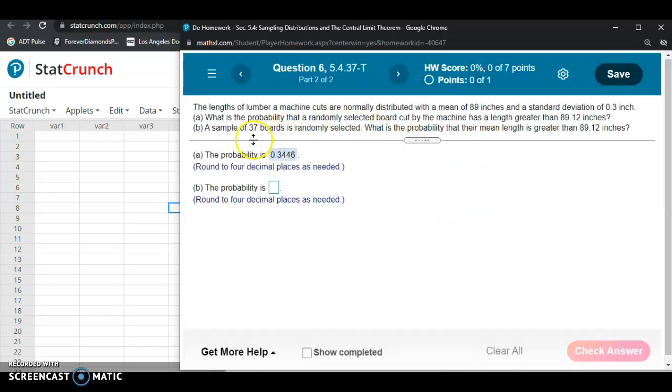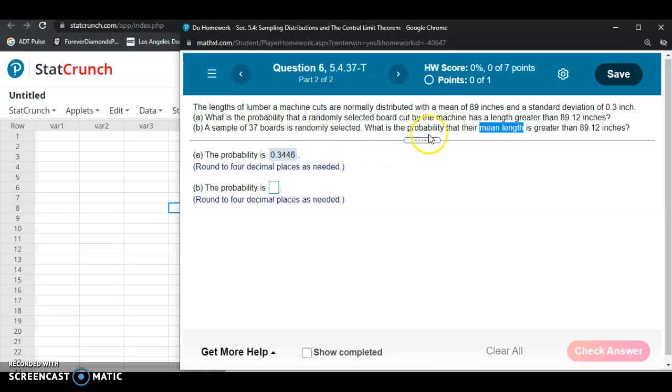So let's look at part B again. It says a sample of 37 boards is randomly selected. What is the probability that their mean length is greater than 89.12 inches? So notice that it's asking about the mean length of these 37 boards, rather than the mean length of a randomly selected board. So that's the difference between question A and question B. Question B, once again, is about the mean length of these randomly selected boards.